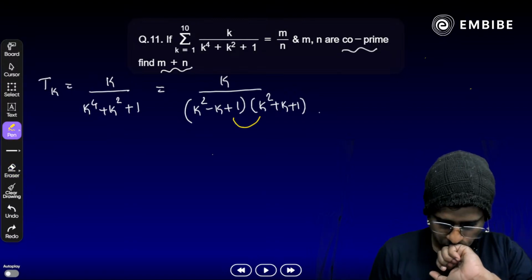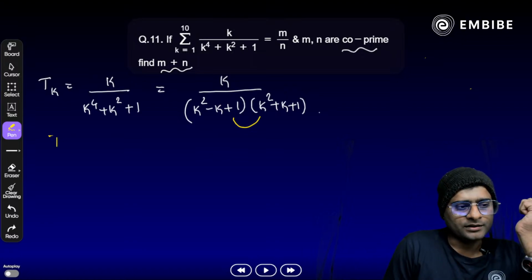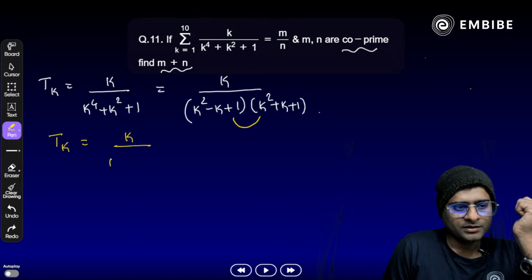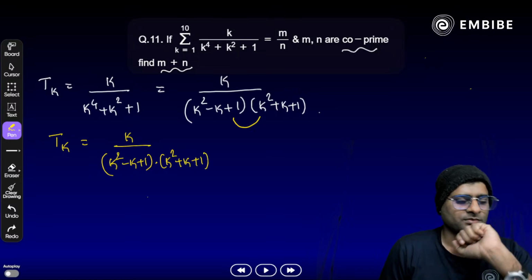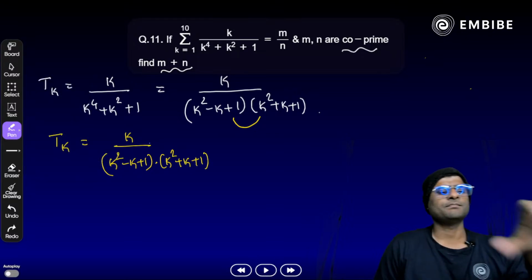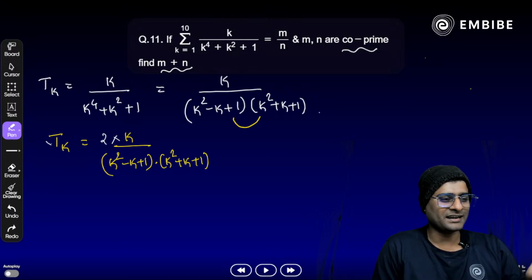ओके, 161. Okay, let me check here. So tk is nothing but k by k square minus k plus 1 times k square plus k plus 1. Okay, now once we just multiply by 2 both sides, like numerator and denominator, like 2 times of tk, like that here.